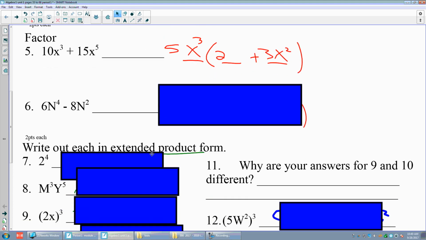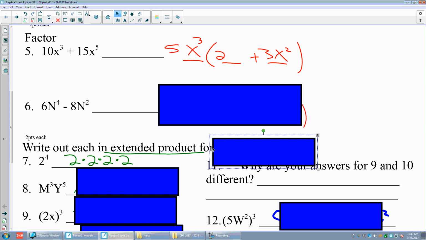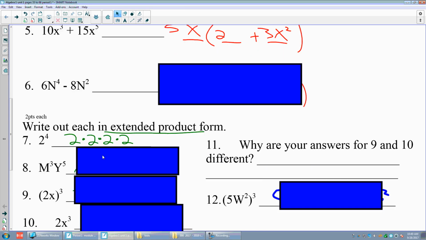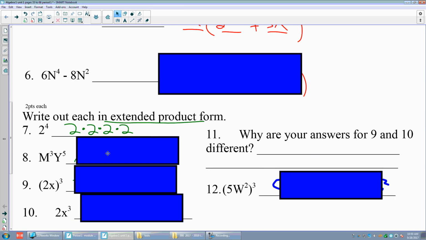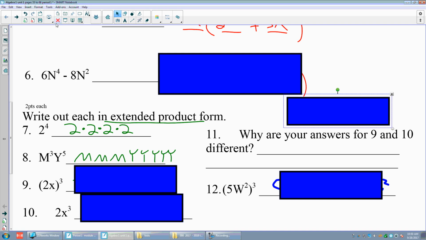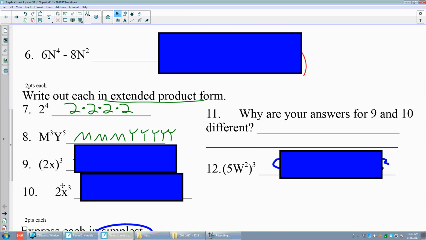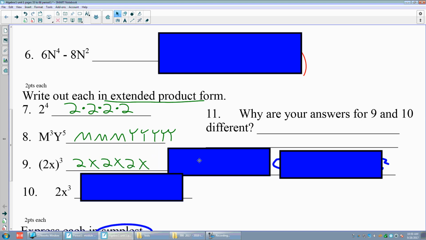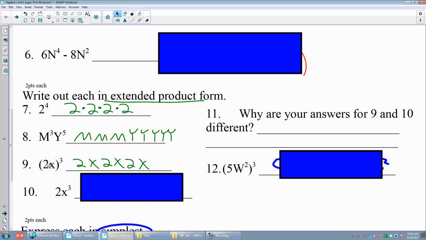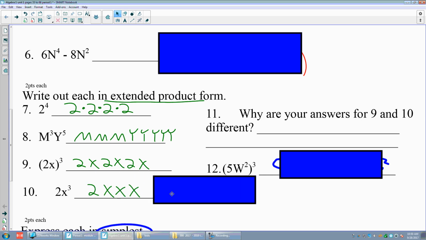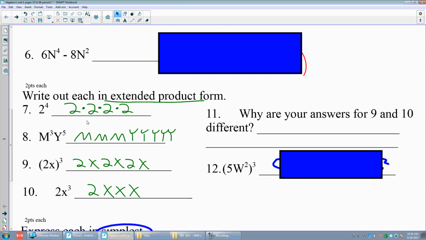Write out each as an extended product. Think about extending your arms. It's going to be long. So you write 2, 2, 2, 2. But remember the multiplication symbols between them. Okay? Same thing here. You write down the m 3 times and then the y 5 times. Now these two are important. You write down 2x, 2x and 2x, but the 2 is not inside parentheses here. The 2 does not have an exponent, so you just write the 2 down once, and then you write down the x, x, and x.